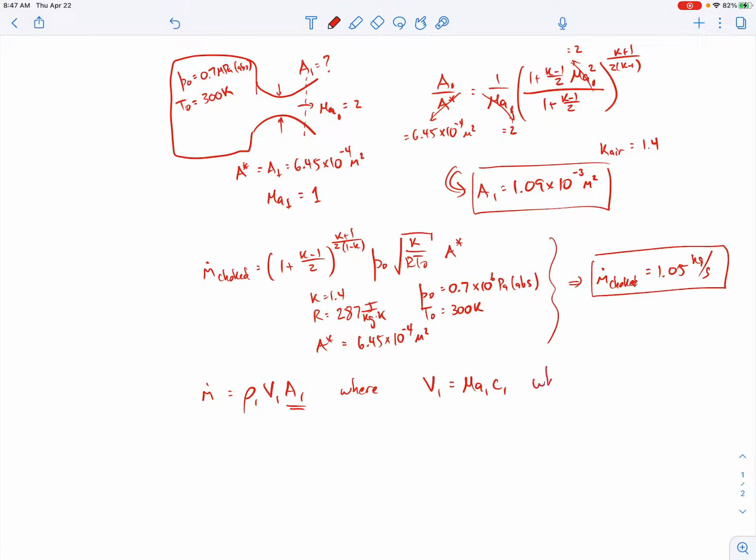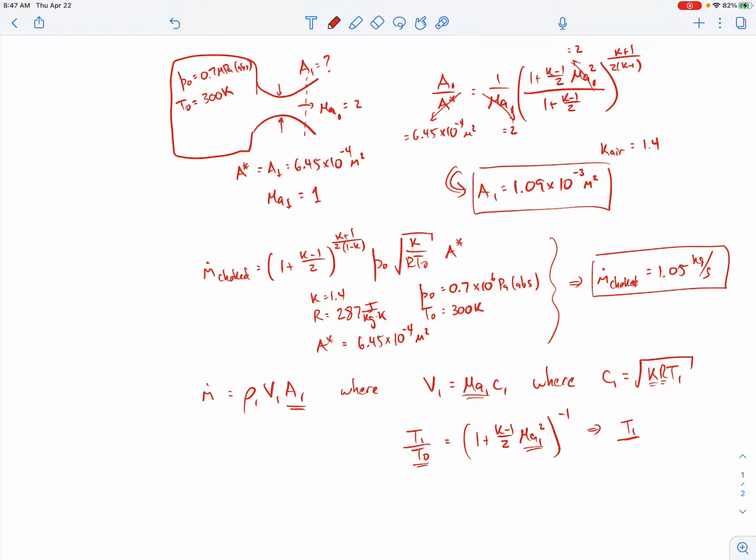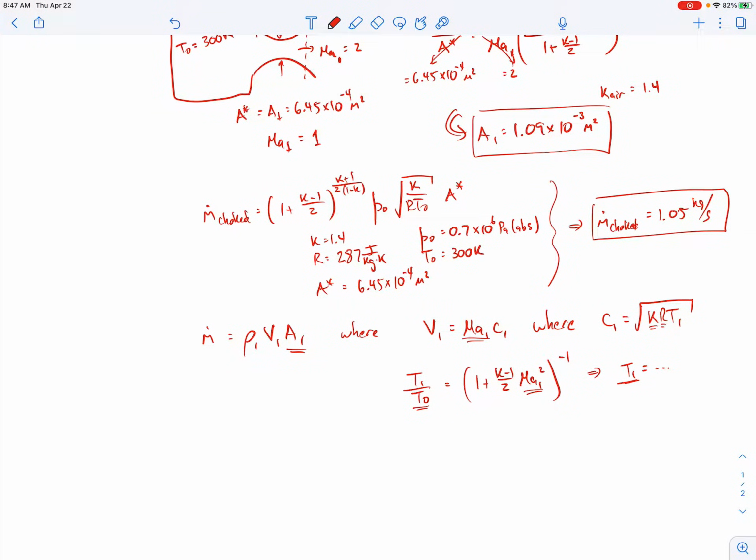And the speed of sound at 1 is just the square root of kRT at 1. So the Mach number we know. Speed of sound, well, we know k, we know R. To find the temperature at 1, we can use our adiabatic relation, T1 over T0, looks like this. So we know T0, that's 300 Kelvin. We know Mach number at 1, so we can solve for T1. I didn't actually solve that number, but you get the idea. So that would give us the temperature at 1, which would then give us the speed of sound at 1, which would allow us to find V1.